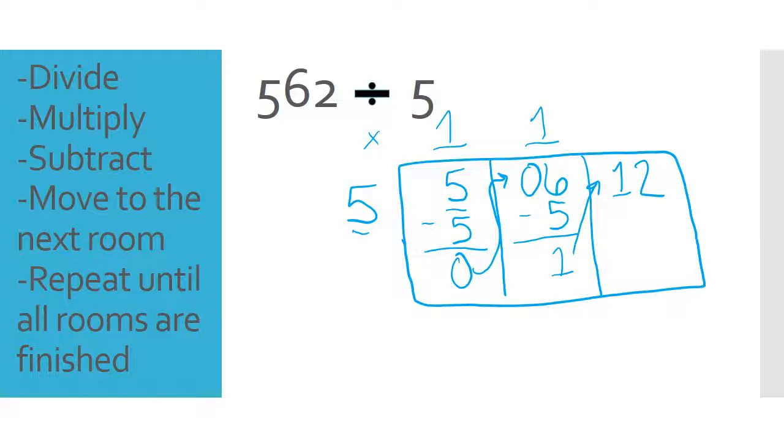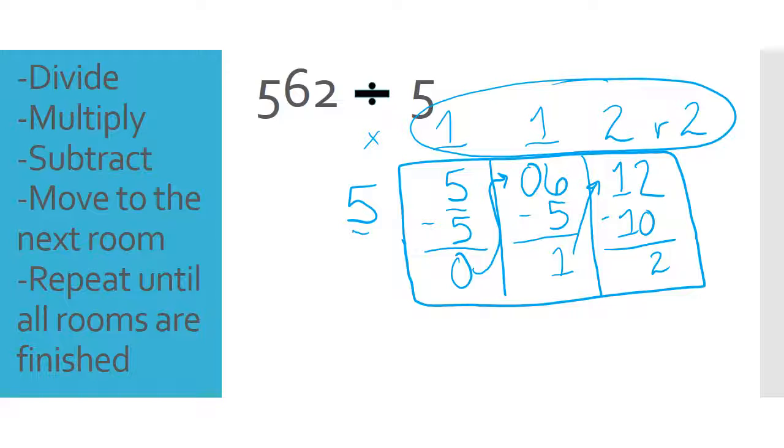How many times can 5 go into 12? Well, I know 5 times 2 is 10 and 5 times 3 is 15, so that's too much, so it's got to be 2. 2 times 5 is 10. I subtract, and I get 2. I have no more room, so I am finished. So my remainder is 2. The quotient of 562 divided by 5 is 112, remainder 2.